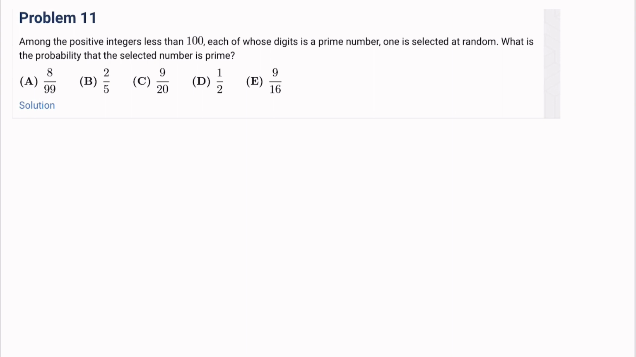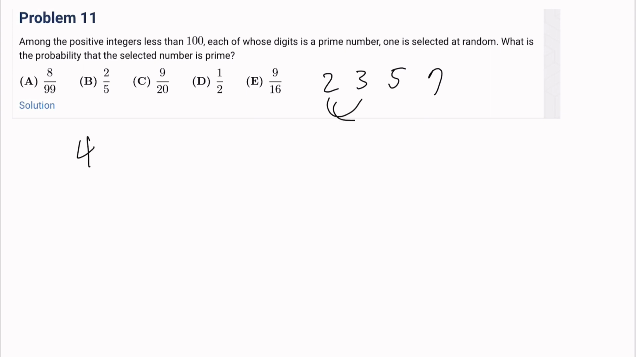Number 11. Among the positive integers less than 100, each of whose digits is a prime number, one is selected at random. What is the probability that the selected number is prime? Okay, so for each digit to be a prime number, then we have only four numbers: 2, 3, 5, and 7. Those are the only one-digit prime numbers, right? And so first of all, the selected number can be one of these 4. So obviously we have 4 possibilities right there.